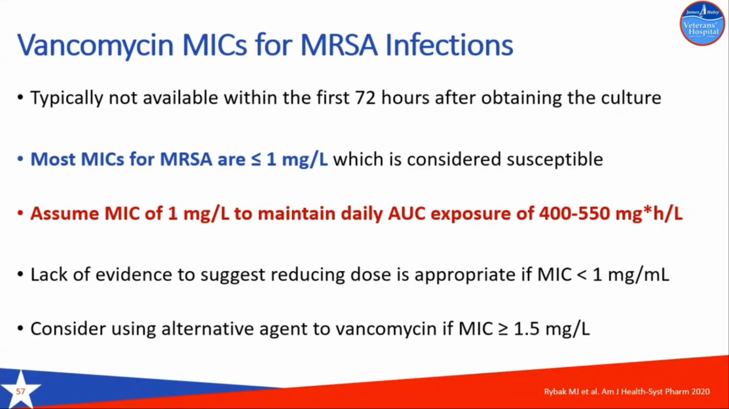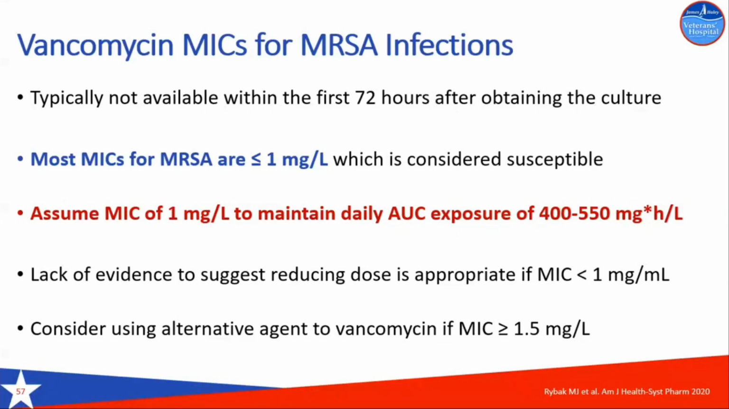So when we look at specific MICs for MRSA infections, typically we don't have these within the first 72 hours because the culture has to come back and we have to have susceptibilities for it. But most MICs for MRSA are less than or equal to 1. So we'll just go ahead and assume an MIC of 1 for most patients, and then you can make adjustments based on your cultures as needed when they return.